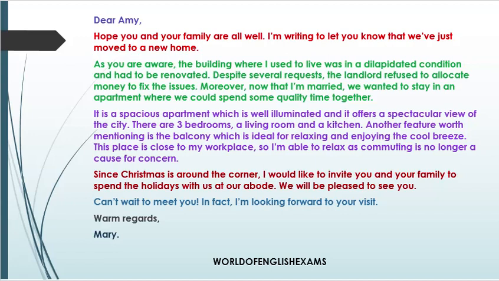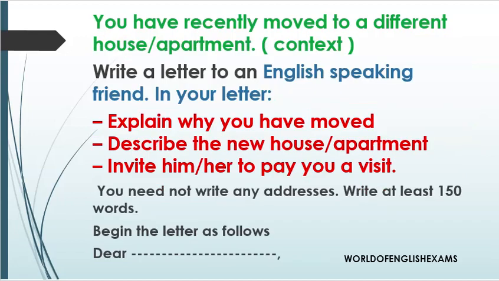So you recently moved to a different apartment. That is what we saw in the prompt, right? So I'm just going to indicate that I'm writing this letter to let them know that we have just moved to a different home. Now this is called the contextual purpose, where you are giving the clear idea to the reader.